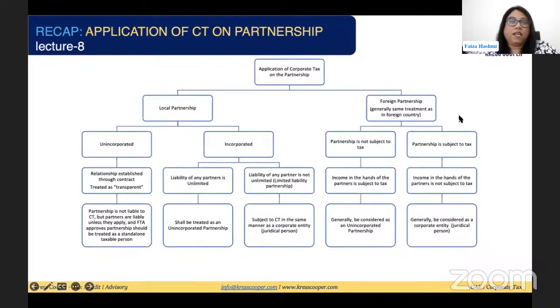So then in lecture 8, we had discussed the application of the corporate tax on partnerships. They can be an unincorporated partnership, which means that they're established through contracts, they don't have a legal entity, or an incorporated partnership, which is through a legal entity. If it's through a contract, they are treated as transparent. That means that the partnership is not going to be under the ambit of CT, but the partners will be liable. In an incorporated partnership, if the liability of the partner is unlimited, again, it will be treated as an unincorporated partnership and transparent. If they have a limited liability, then the partnership is going to be subject to CT the same way as other juridical companies. And for a foreign partnership, it will be the same treatment as being followed in the foreign country, just the same as a local partnership.